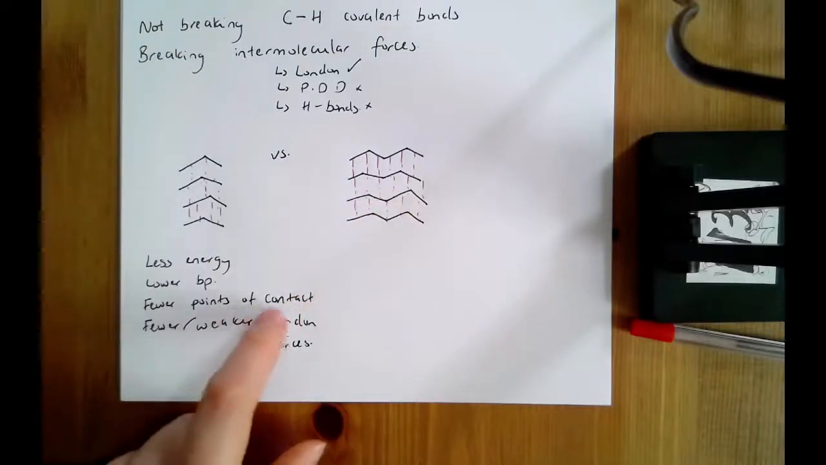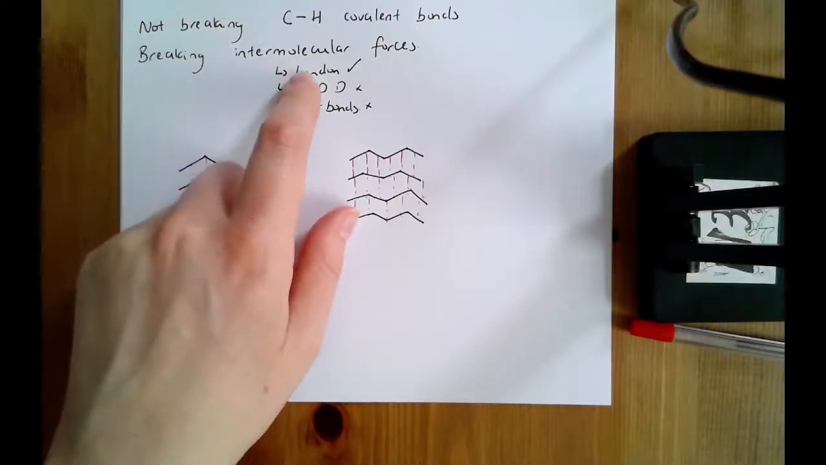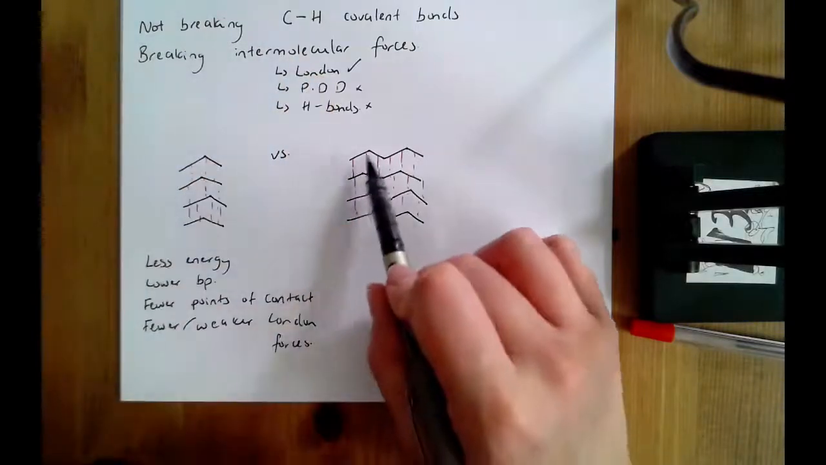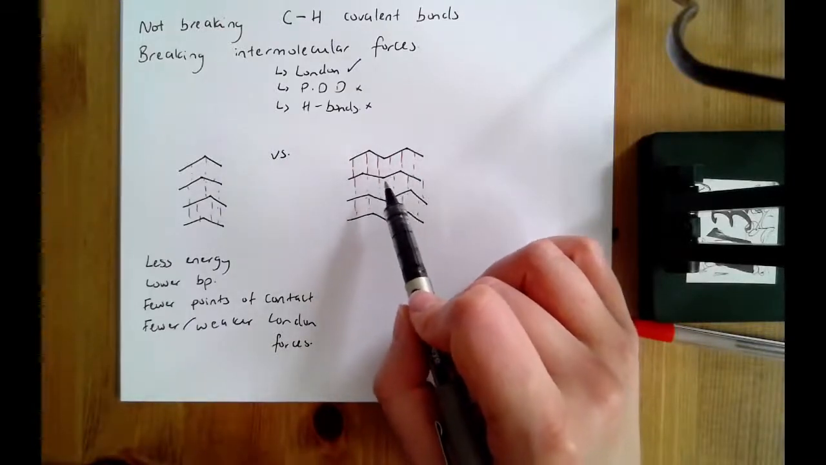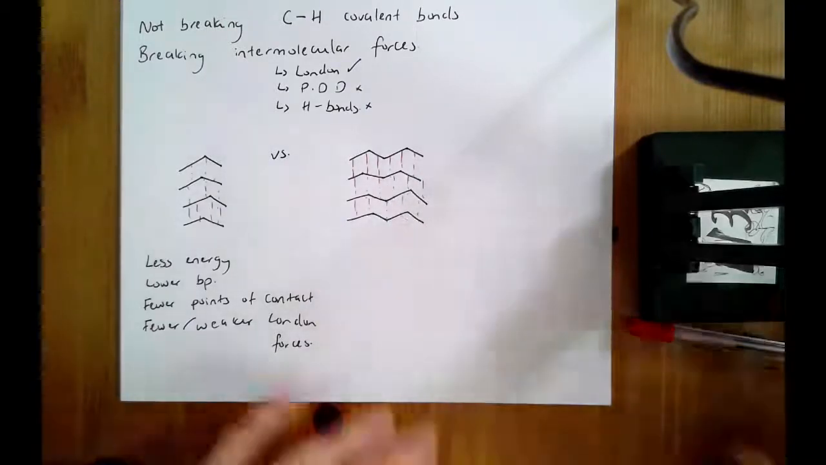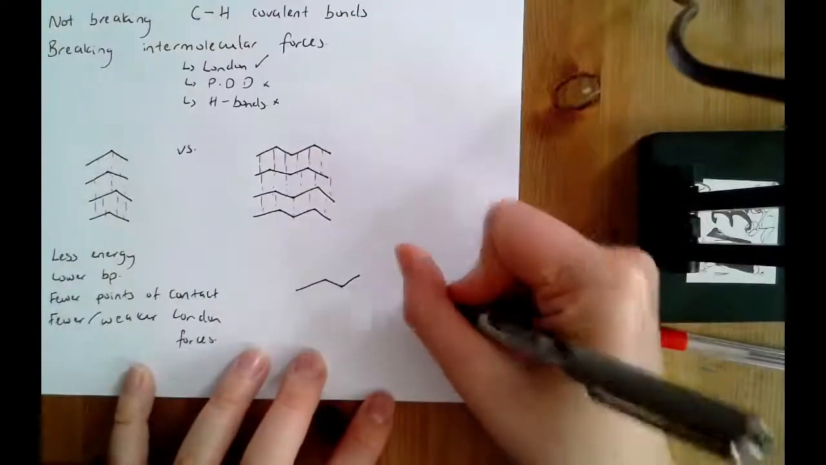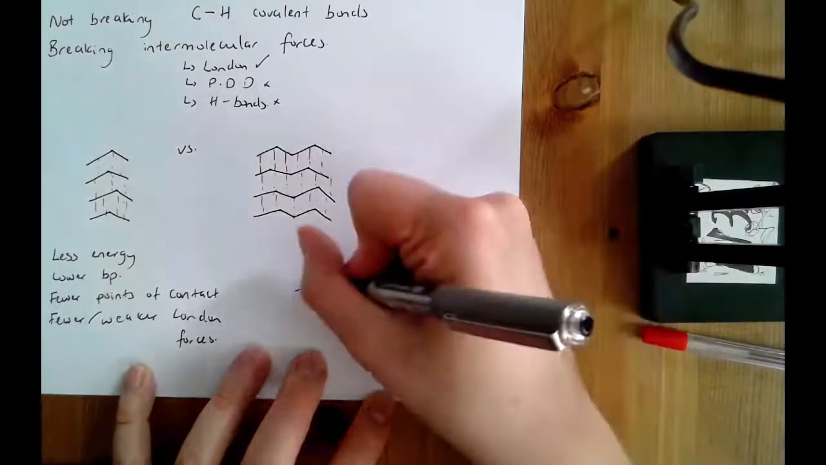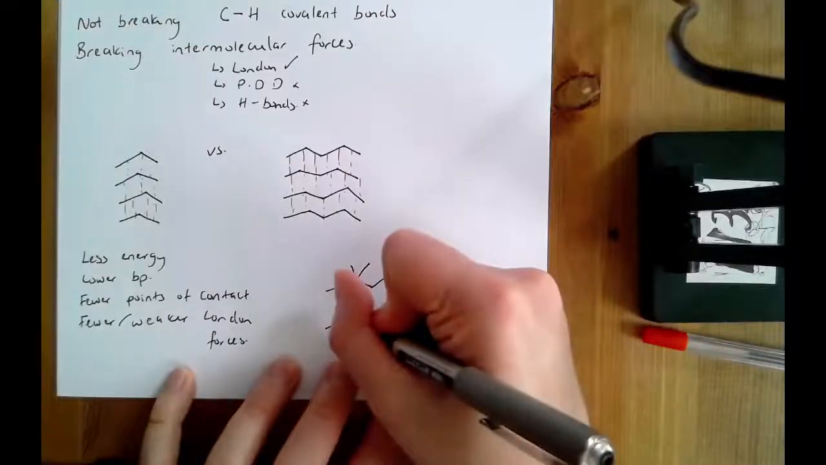As well as talking about the points of contact, you can also just talk about the number of electrons. The more electrons, the stronger the London forces. Because this is a longer chain, you have got more atoms, you've got more electrons, you've got stronger London forces. The other thing you can be asked to compare is if I had two molecules that were the same size, but one of those molecules had a branch and the other one did not.